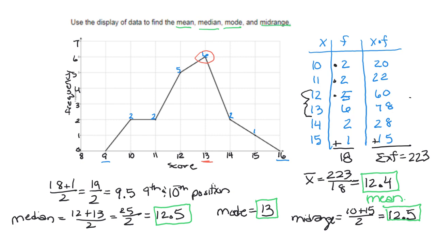So I'm just going to write these values up. For the mean, I have a 12.4. For my median, I had a 12.5. My mode is 13, and my mid-range was 12.5.